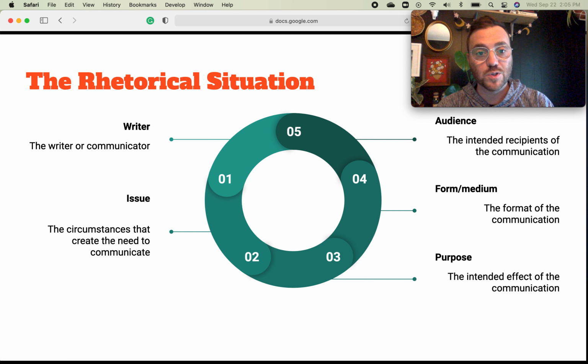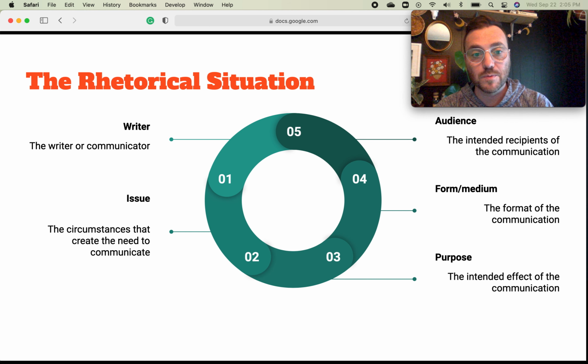I'm going to talk today about the rhetorical situation, talking first about the 5 different components of the rhetorical situation, and then showing how we can apply them to a particular situation, and then see how they can change if we shift some of the factors inside of that situation.